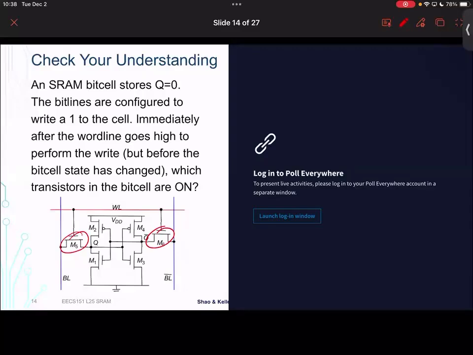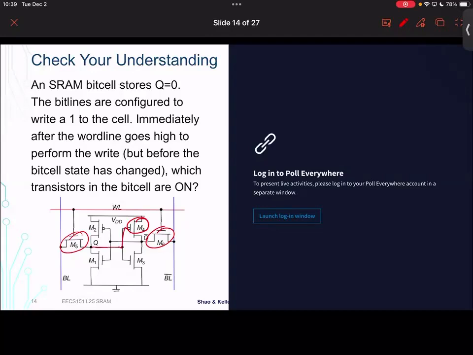well, what is Q set to? Q is set to 0, right? So does a 0 turn on an NMOS? Yeah, okay, that's better. And M4 is going to be on, right? Because Q is 0, which is tied to the input there. 0 turns on the PMOS.